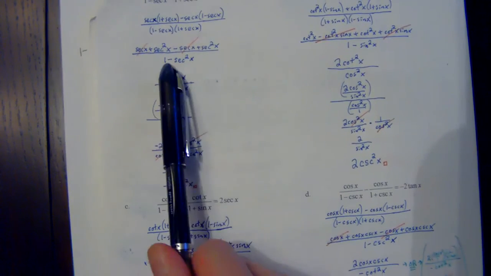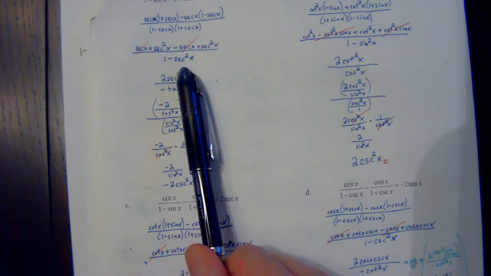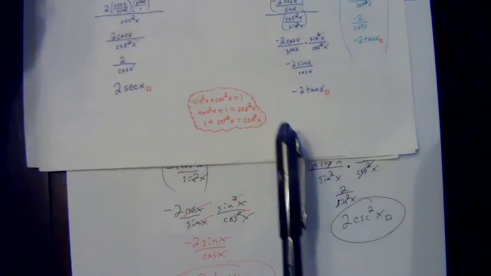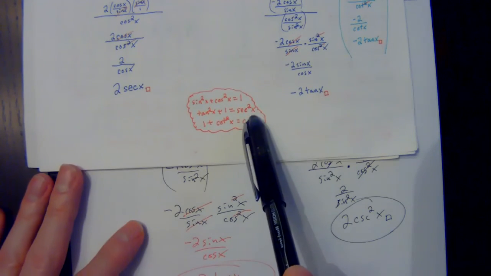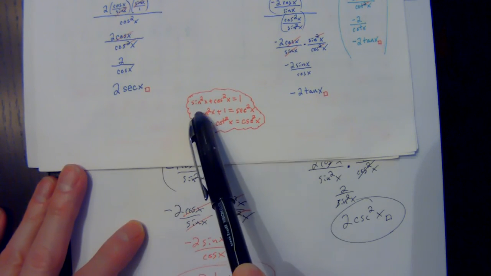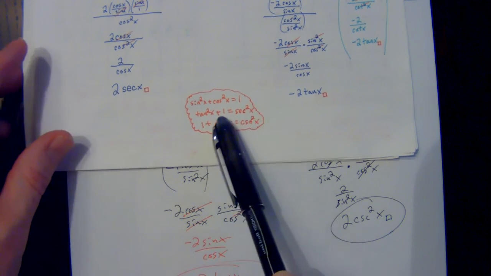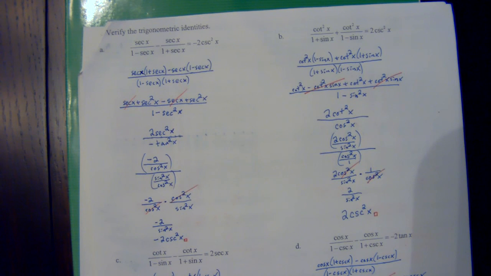Just when you get to this 1 minus secant squared, the reason I got that negative tangent squared is because when you do 1 minus secant squared right here, when you move that secant squared over, you're also going to move the tangent squared over. So since it's positive, you're going to subtract it over. So 1 minus secant squared is negative tangent squared. So just be careful how you're manipulating those things and being careful with your signs.